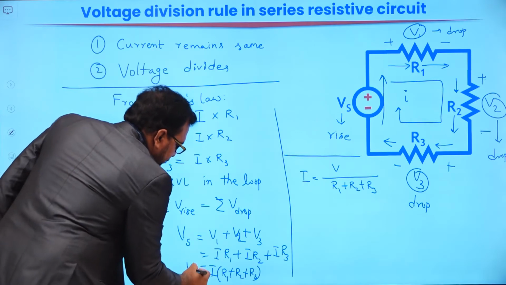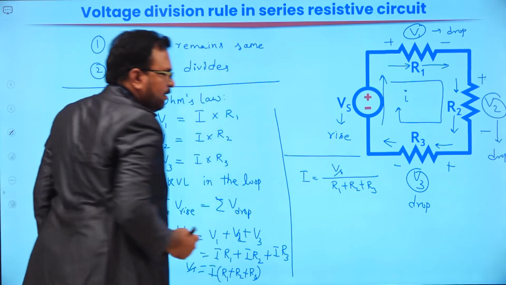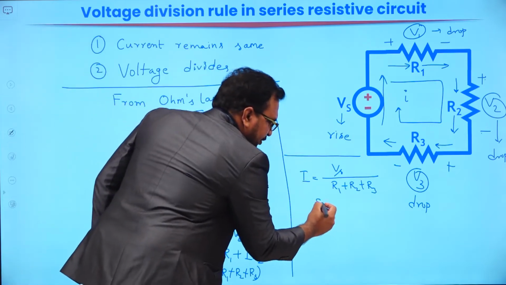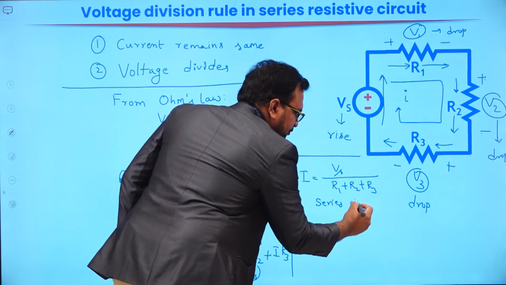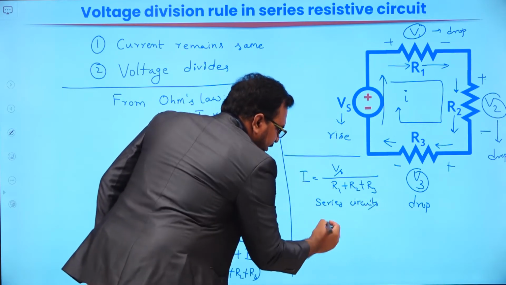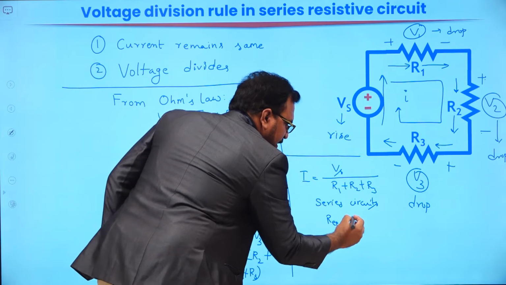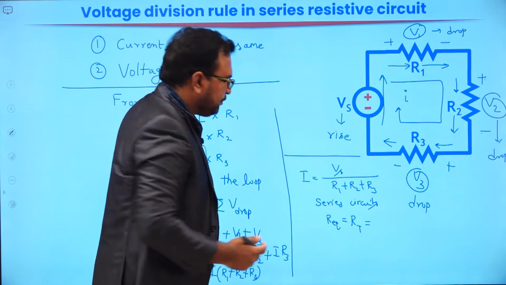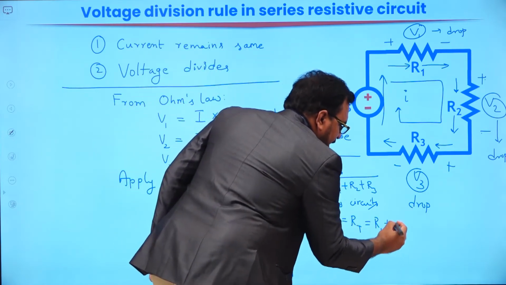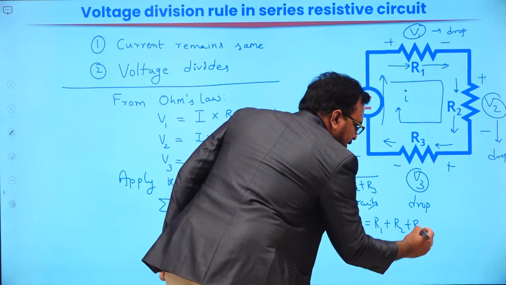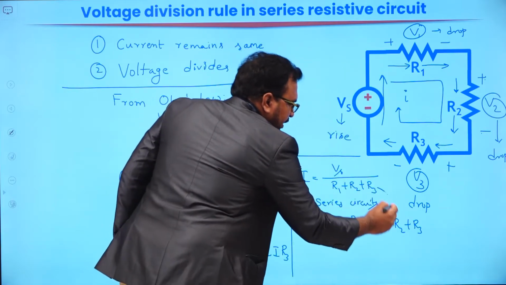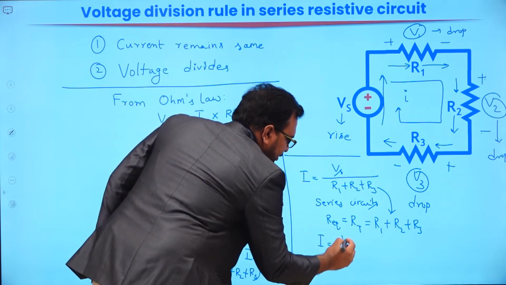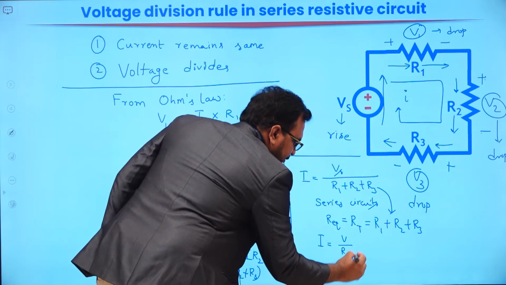So from this expression, we can say that I is equal to Vs by R1 plus R2 plus R3. Now in case of series circuits, we already calculated that the equivalent resistance R equivalent, or the total resistance RT, is equal to the sum of all the individual resistances. So here there are three resistances, so you have to add R1 plus R2 plus R3. In this expression, we can replace this with R equivalent. I is equal to V by R equivalent.